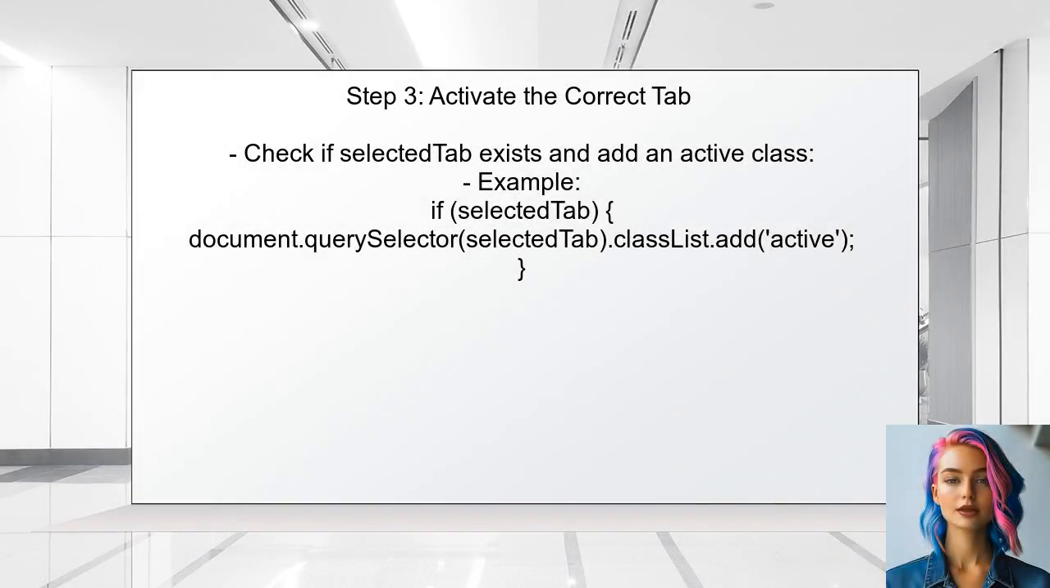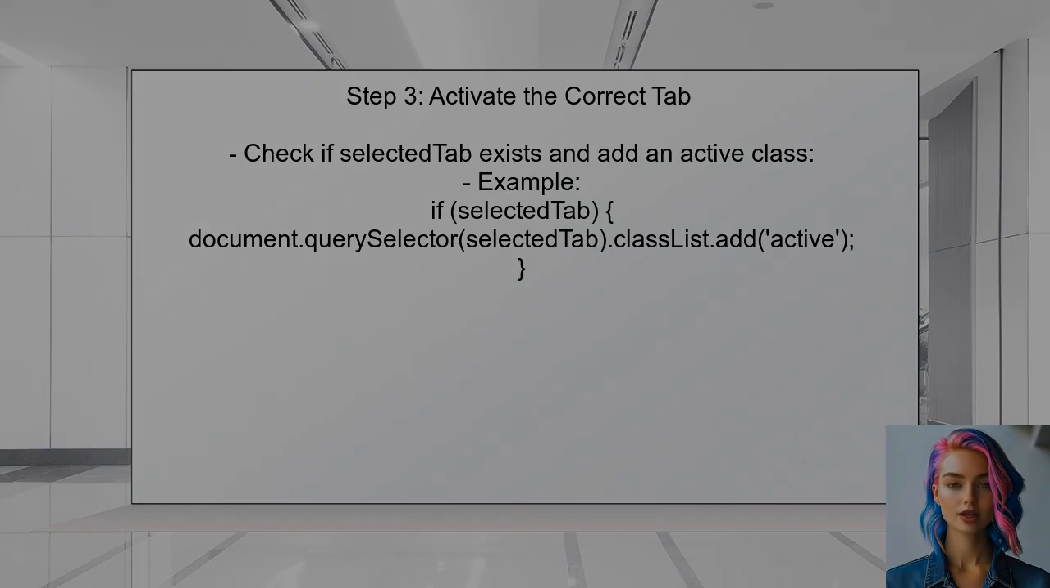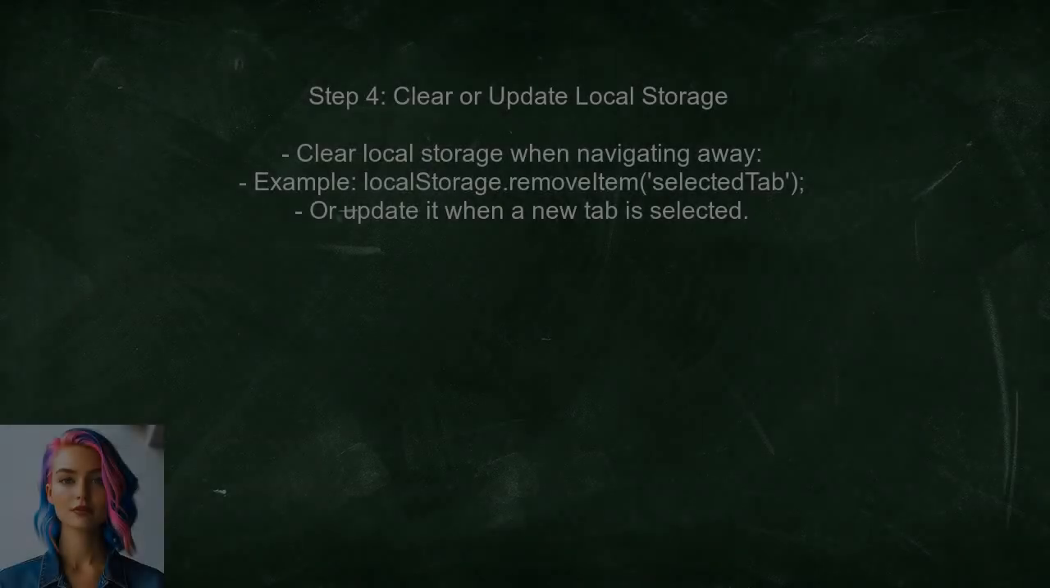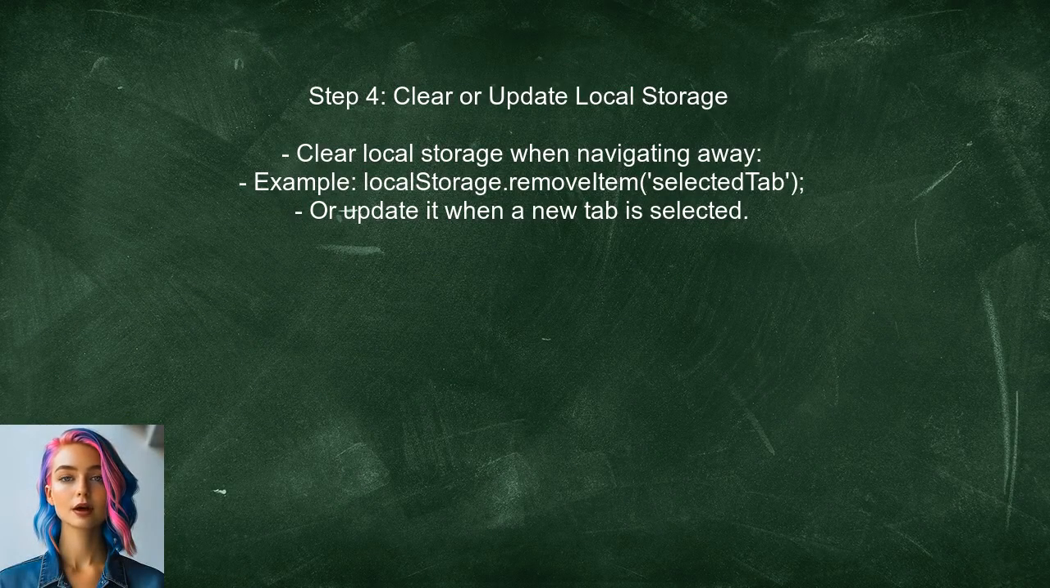Now, the user needs to implement logic to activate the correct tab based on the retrieved identifier. This can be done by adding a class to the corresponding tab. Finally, the user should ensure that the local storage is cleared or updated appropriately when the user navigates away from the product page to avoid retaining stale data.